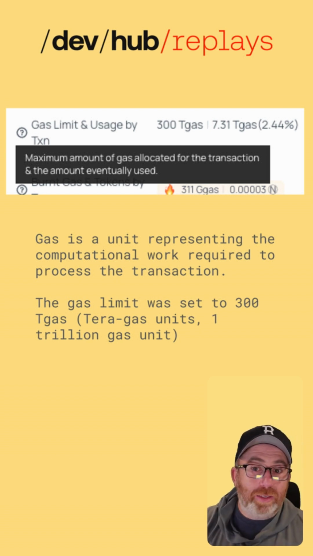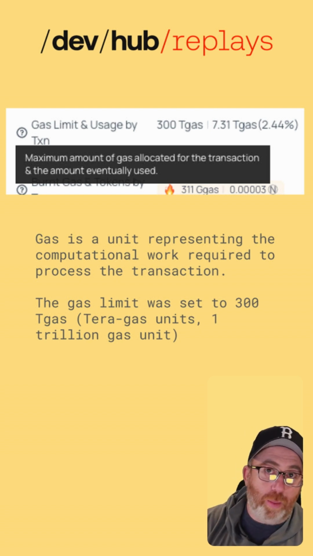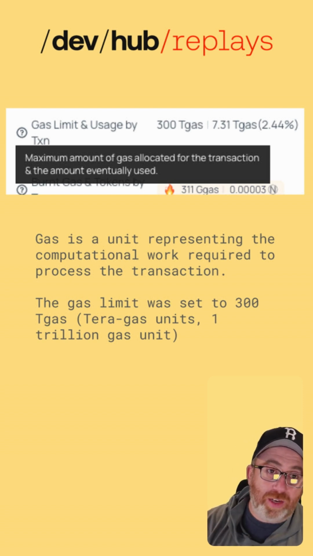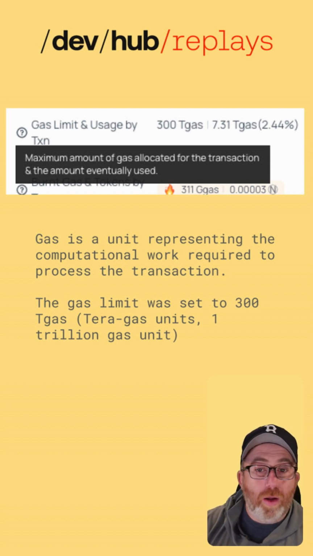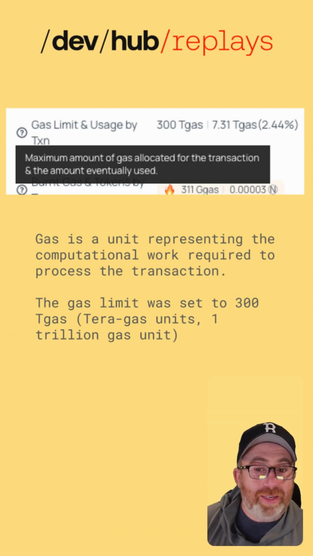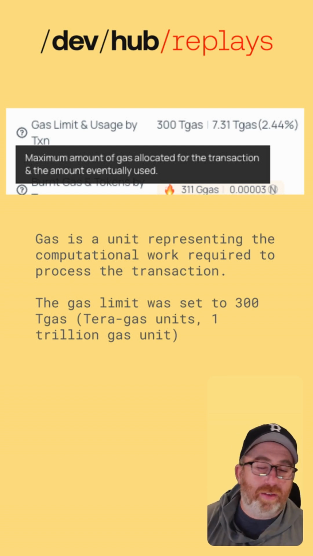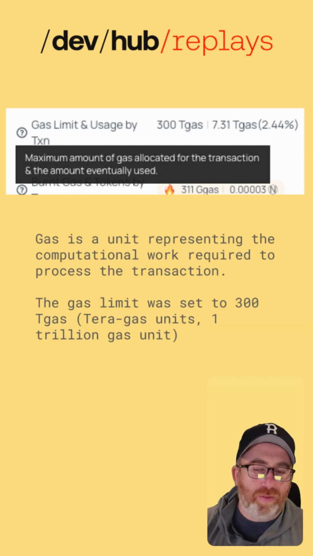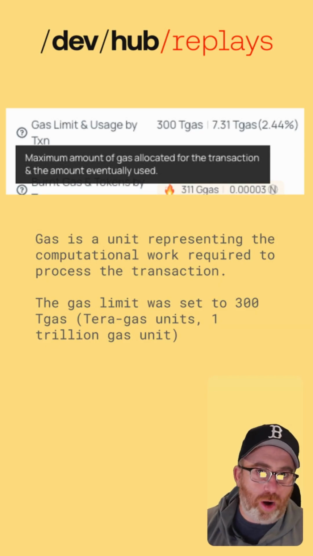So gas is that unit saying how much we do something. In this example, and in most transactions on the Near blockchain, most have a gas limit of, let's say, 300 T gas. The T gas just stands for trillion gas units. Why make trillions when we could make billions? So it's dividing a unit into a trillion parts.